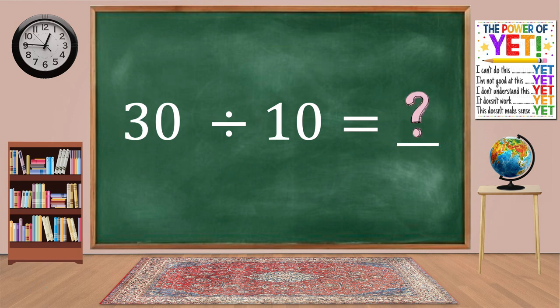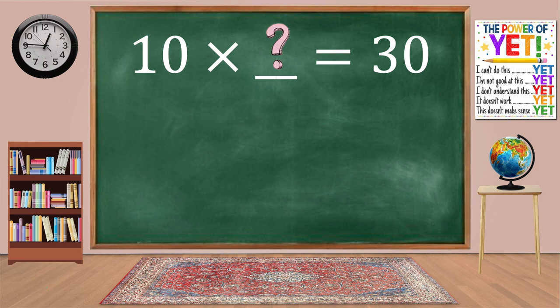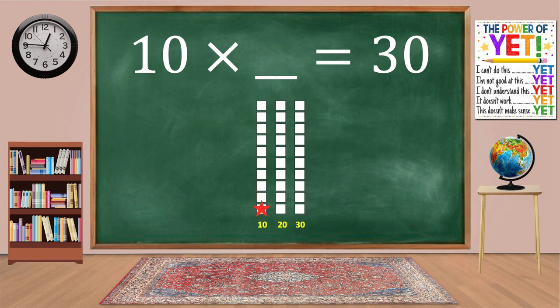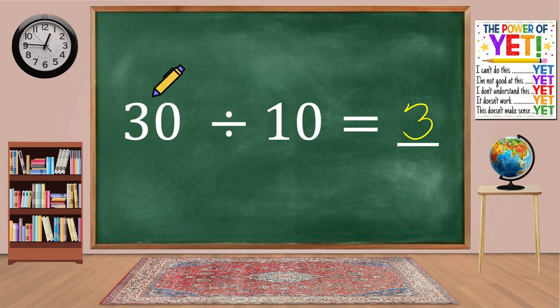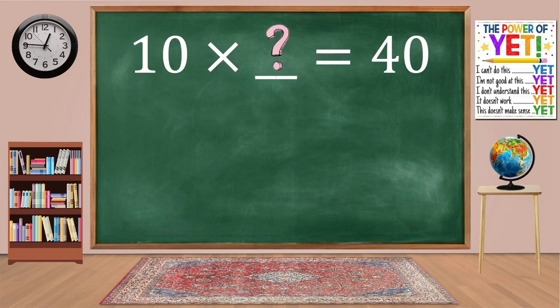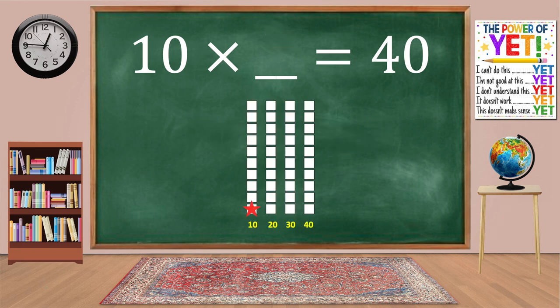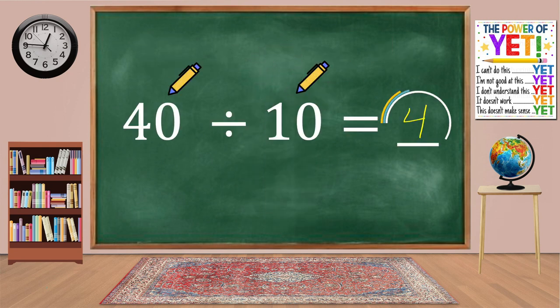30 divided by 10 equals blank. Our related fact is 10 times what equals 30? Skip count. 10, 20, 30. We have three columns. 10 times 3 equals 30. 30 divided by 10 equals 3. 40 divided by 10 equals blank. Our related fact is 10 times what equals 40? Skip count. 10, 20, 30, 40. We have four columns. 10 times 4 equals 40. 40 divided by 10 equals 4.